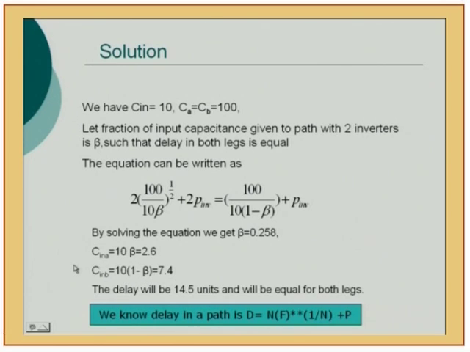So I have now calculated the size of the upper inverter first stage, and the second inverter on the lower leg, and also I calculated the delay, which is 14.5 units, the same for both legs. That's what we did. When you equate it, you said it is equal, and for that you calculate. So please take it, I told you an example.